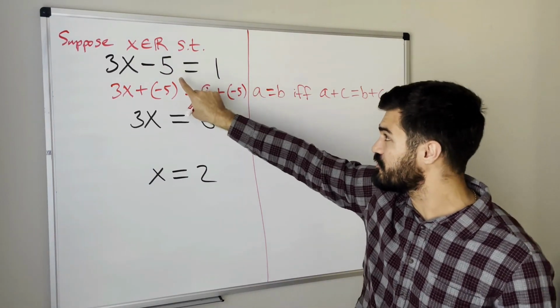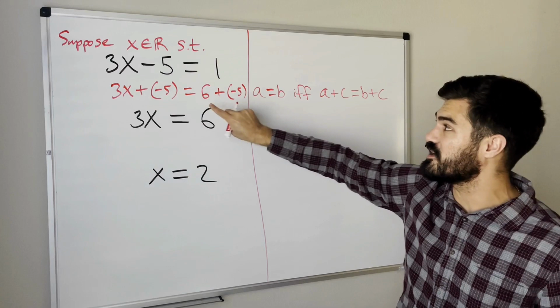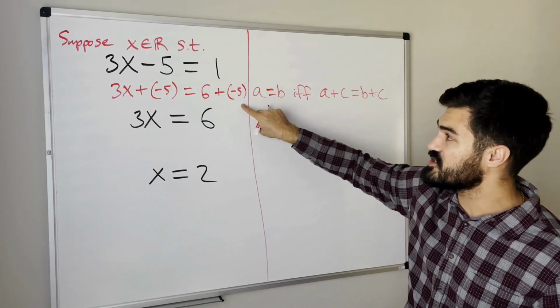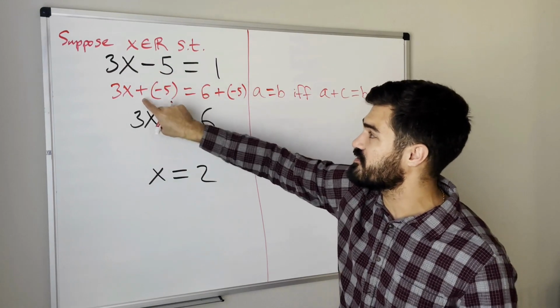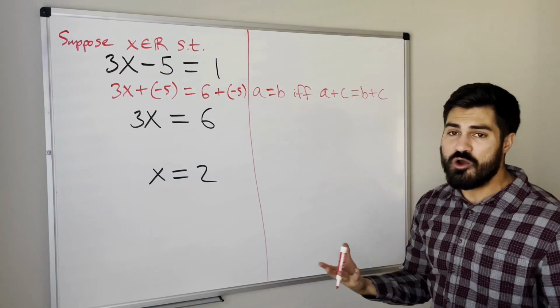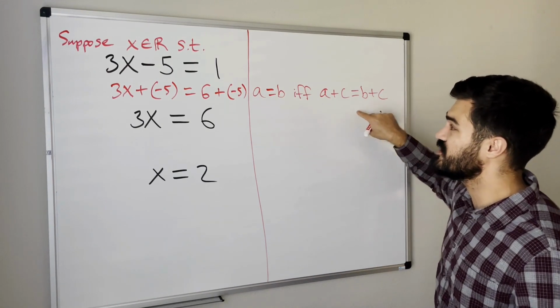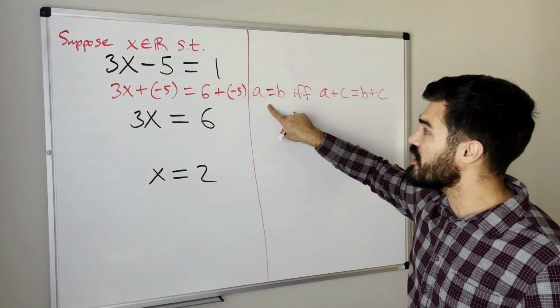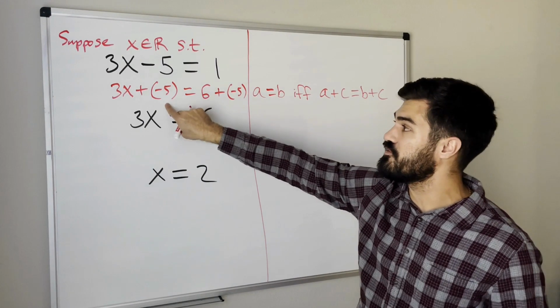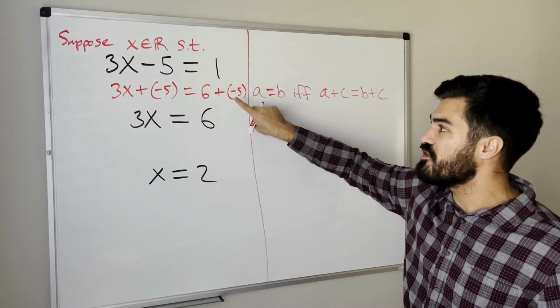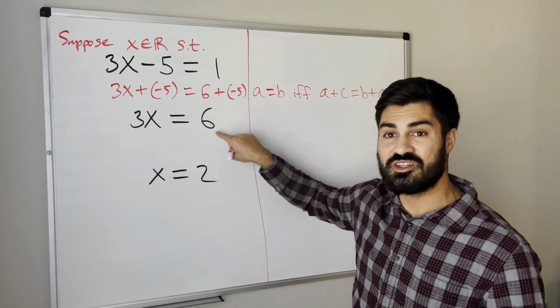So really all I've done from this step to this step is some rewriting. I haven't actually changed anything. I rewrote 1 as 6 plus negative 5, and I rewrote minus 5 as plus negative 5. But now we can clearly see how we're going from A plus C equals B plus C to A equals B, right? In this case, our C is negative 5. We have 3x plus negative 5 equals 6 plus negative 5. Therefore, 3x must equal 6.